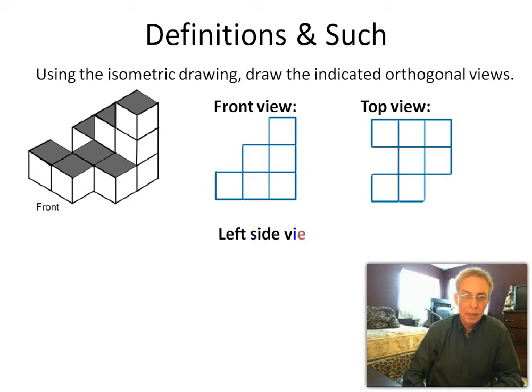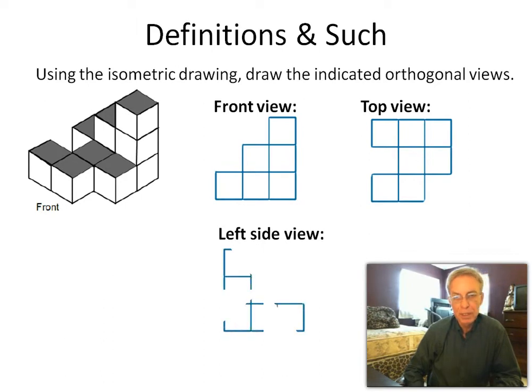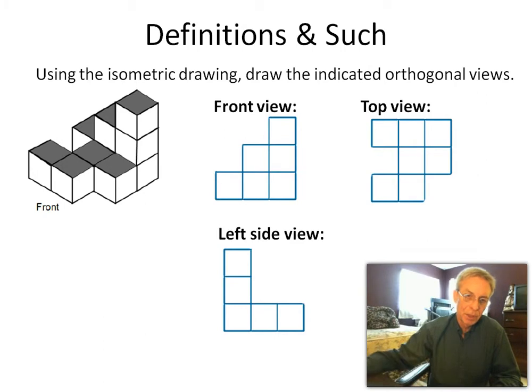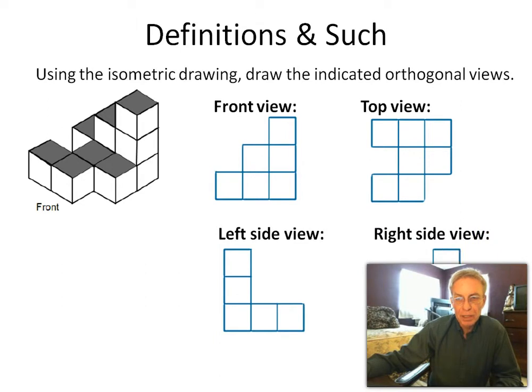Okay, next we're looking for the left side view, so we have to imagine ourselves getting on the left side of this object, and once we get there we can look straight into it and we'll get something that looks like this. And from the right side, you'd be on the right side of the object, so looking straight in, you're going to get something that's actually a reverse of the left side view in this case. It won't always be true, but it is in this case.